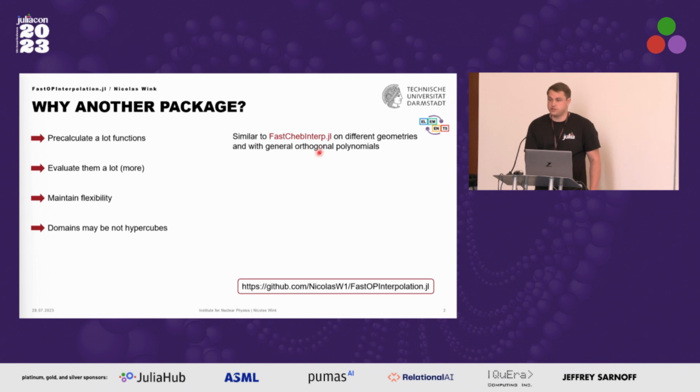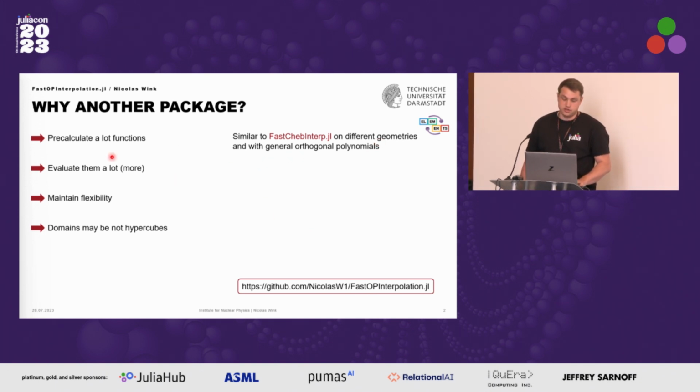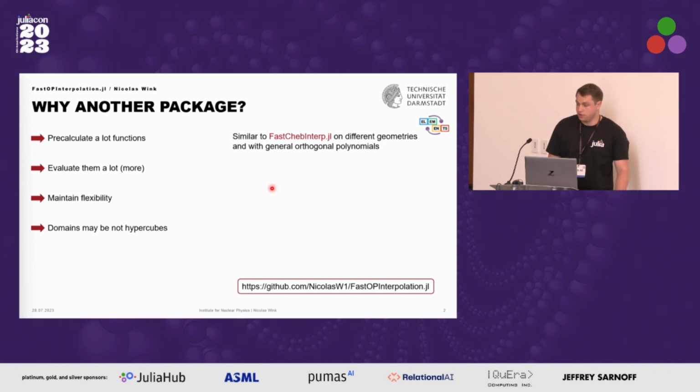I guess the FastChebInterpolation package is relatively common, and it was also our inspiration to write this. The simple reason is we wanted essentially the same things, so pre-calculate a lot of functions and evaluate them even more quickly, while maintaining full flexibility and control, so manipulate everything essentially whenever we want. But our big problem was that our domains are not hypercubes or hyperrectangles, meaning unfortunately we can't use this package, but we need different geometries.